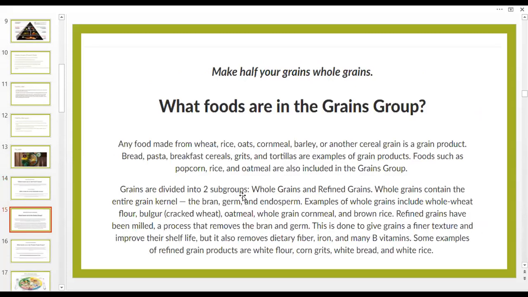Now, what foods are in the grain group? Any food made from wheat, rice, oats, cornmeal, barley, or other cereal grain is a grain product. And bread, cereals, and tortillas are included in this group. Now, grains are divided into 2 subgroups, whole grains and refined grains. So it is recommended that you make half of your grains whole grains, as whole grains contain the entire grain kernel, the bran, the germ, the endosperm, and these are rich in vitamins.